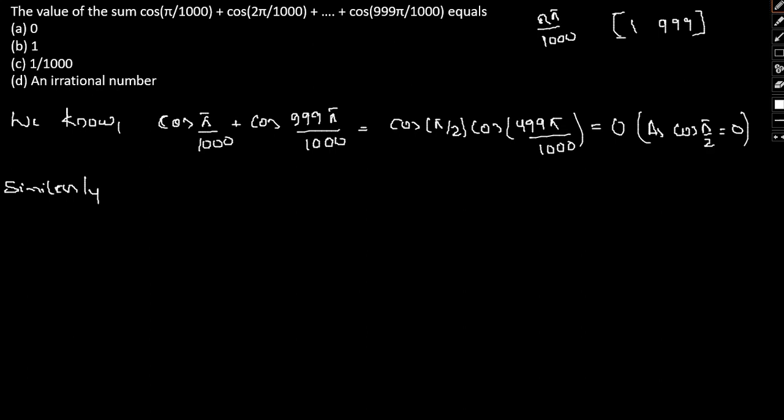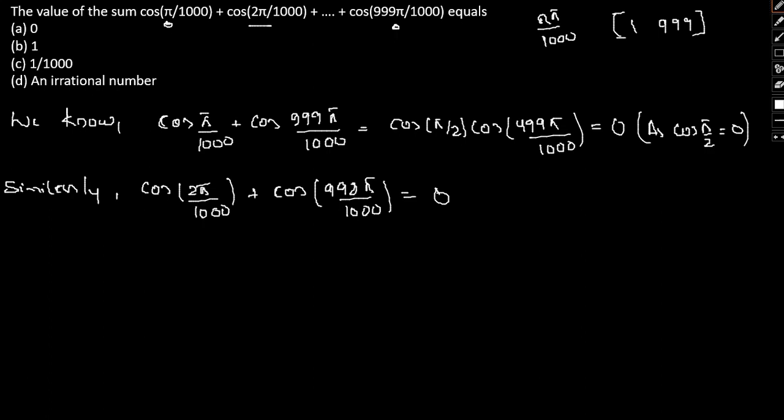Now similarly, if we take cos of twice pi by 1000 plus cos of 998 pi by 1000, this will again be equal to 0. So what we can see from here is that the first term and last term, the summation of the same will be 0. Second term and the second last term again will be 0, and subsequently this trend will continue.